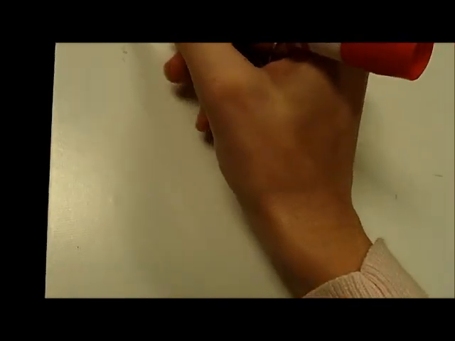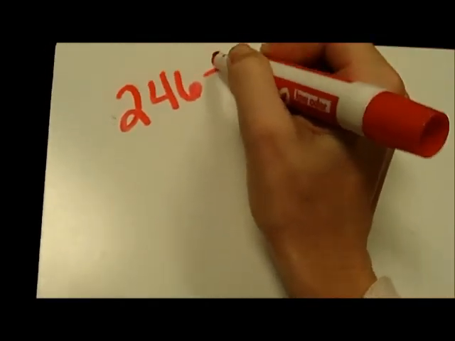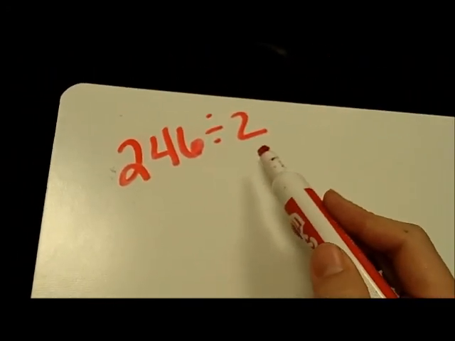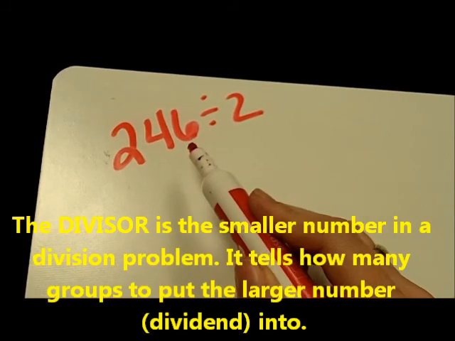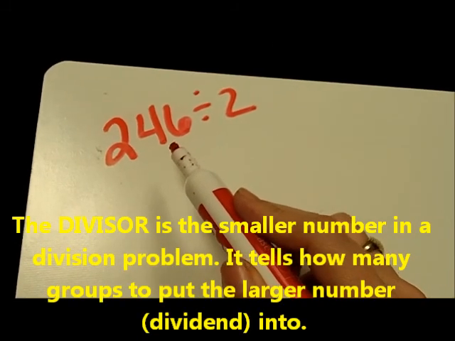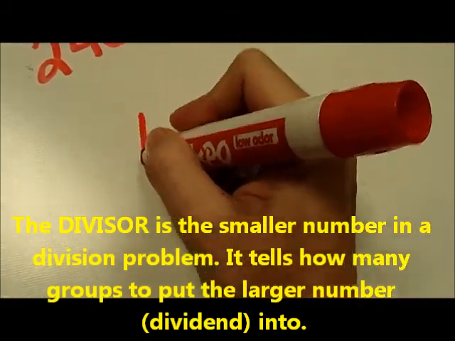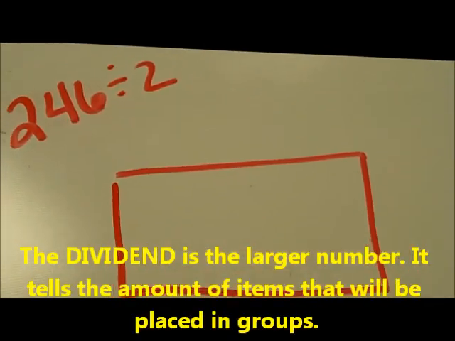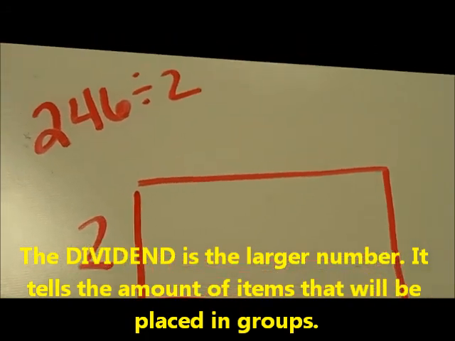Let's solve one. If we have the problem 246 divided by 2, the children know that the 2 is the divisor. It tells us how many groups the bigger number, known as the dividend, will be broken into. Again, with this model, we start off by drawing a rectangle. We write the divisor on the outside of the rectangle.